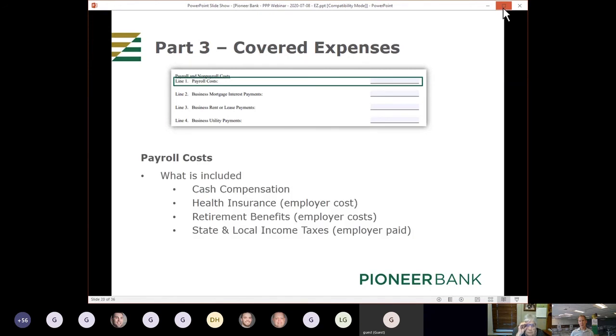So first off, payroll costs. What's inside of payroll costs? That includes cash compensation, so think of that as just normal wage payments. Any health insurance that the employer paid, but you can't include any portions that the employee paid out of their wage, so it'd be just the employer cost. Same thing for retirement benefits: whatever the employer paid on behalf of the employee, not what the employee put in. And the last one would be any state and local income taxes that the employer paid due to their employee on the payroll.